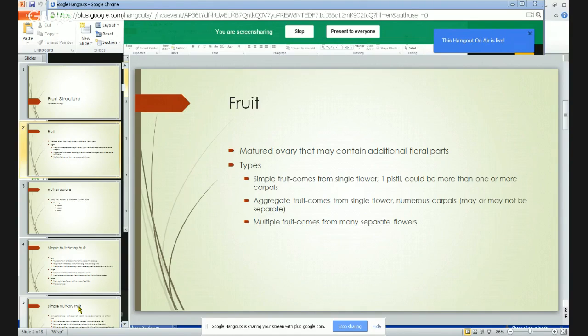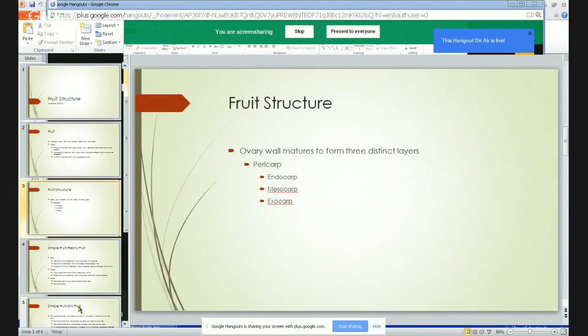Going to kind of go over the basic fruit structure because they all kind of have this basic setup. The ovary eventually is going to develop into three distinct layers called a pericarp. Well, I take that back. The pericarp is the group of all three. So you're going to have the endocarp, the mesocarp, and the exocarp.